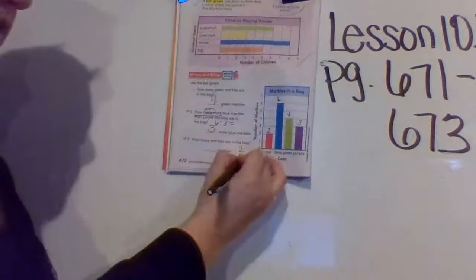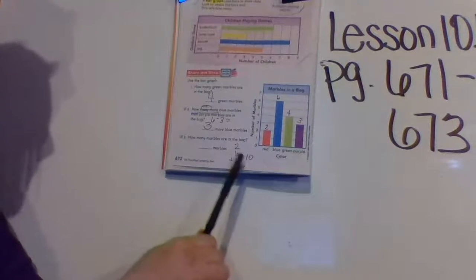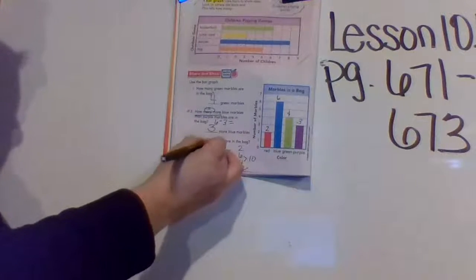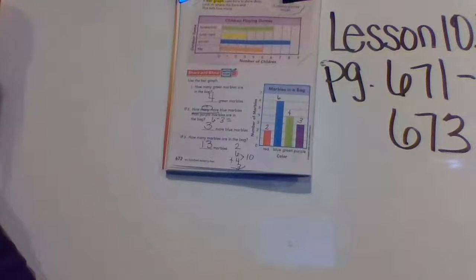Earlier in the school year, we talked about finding numbers that were easy to add together. With these 4 numbers, I see a 6 and a 4, which equals 10. So I'm going to add those first. And then I'm going to add 10 plus 2 equals 12, and 12 plus 3 equals 13. So there were a total of 13 marbles in the bag.